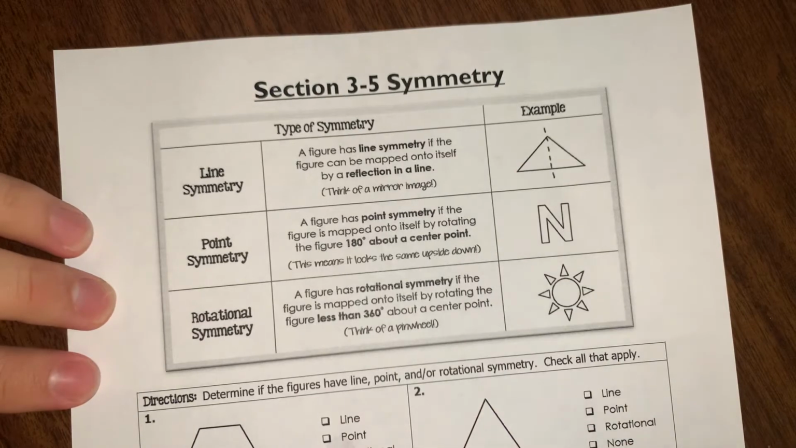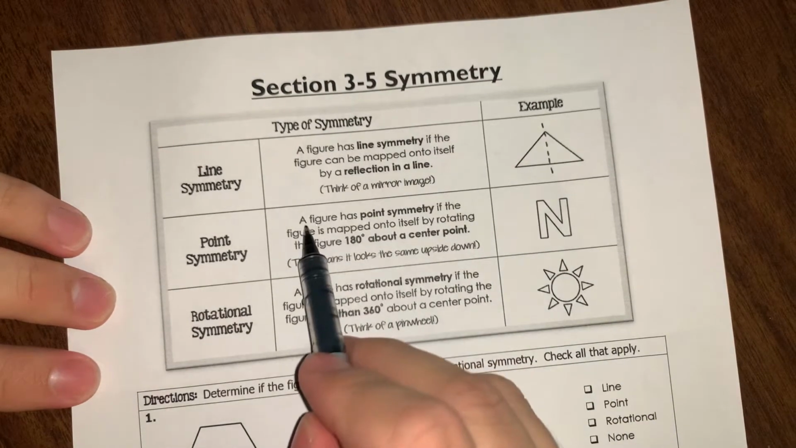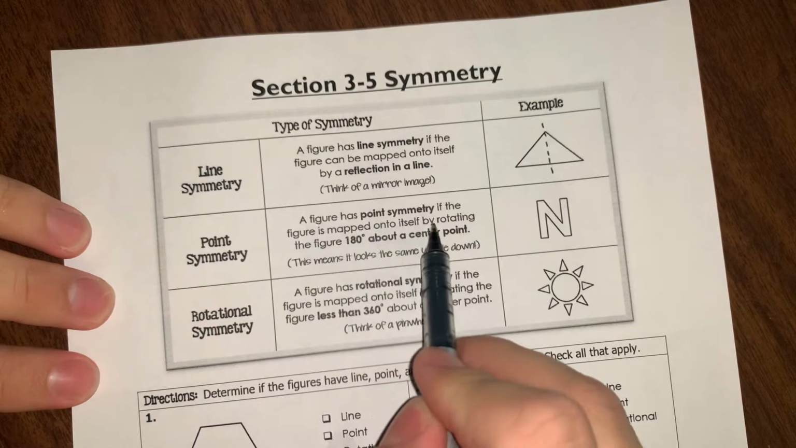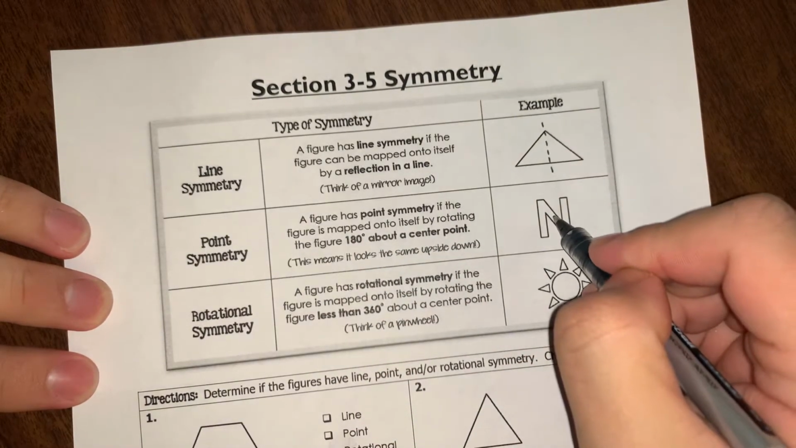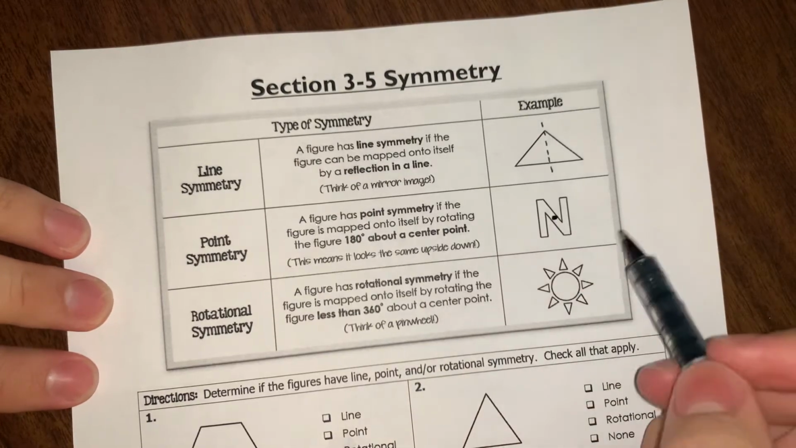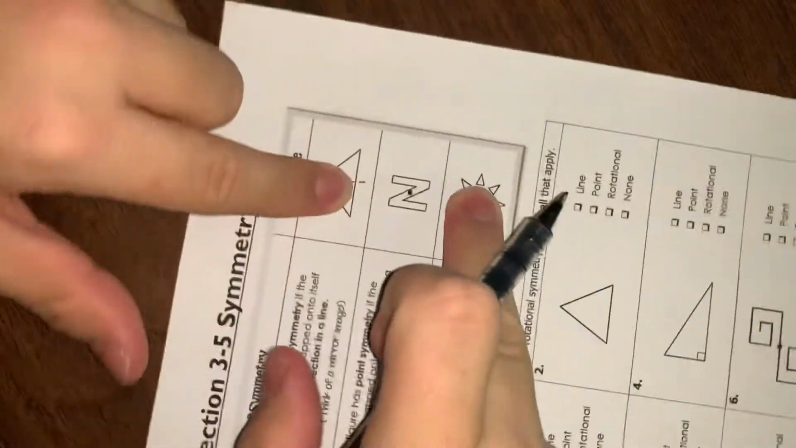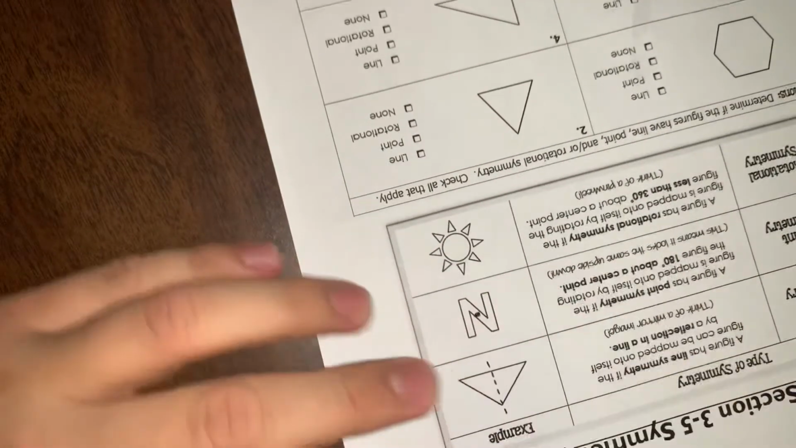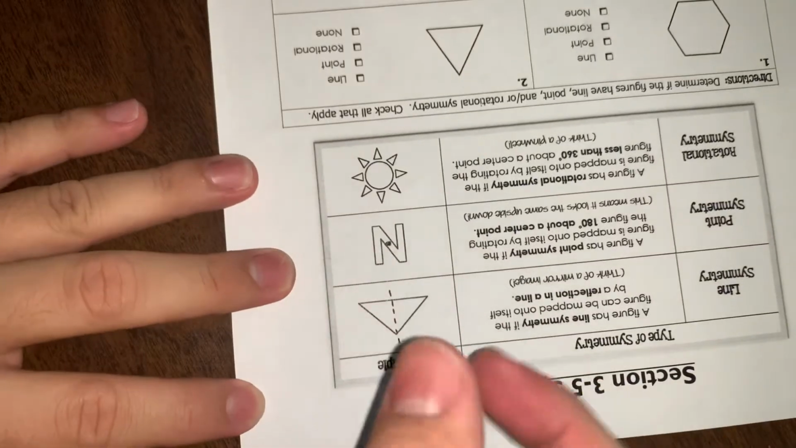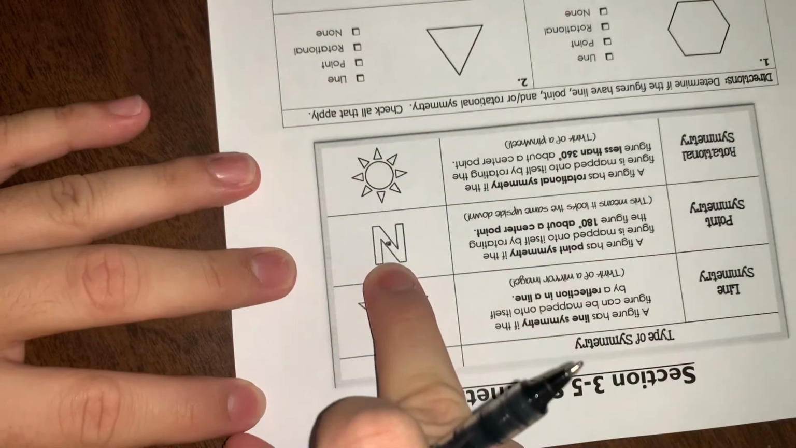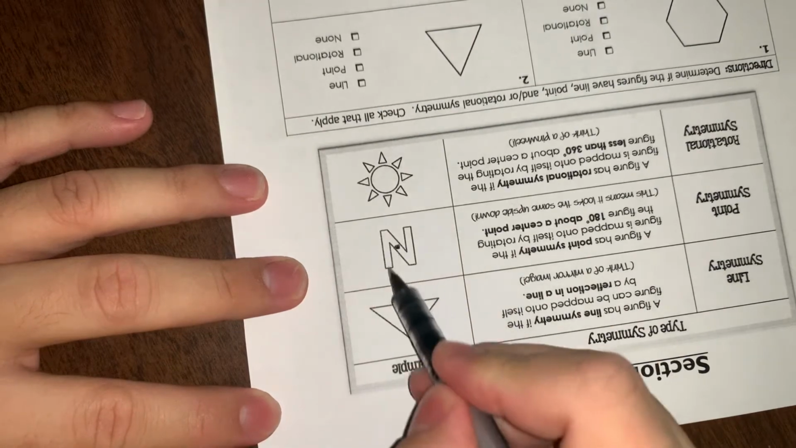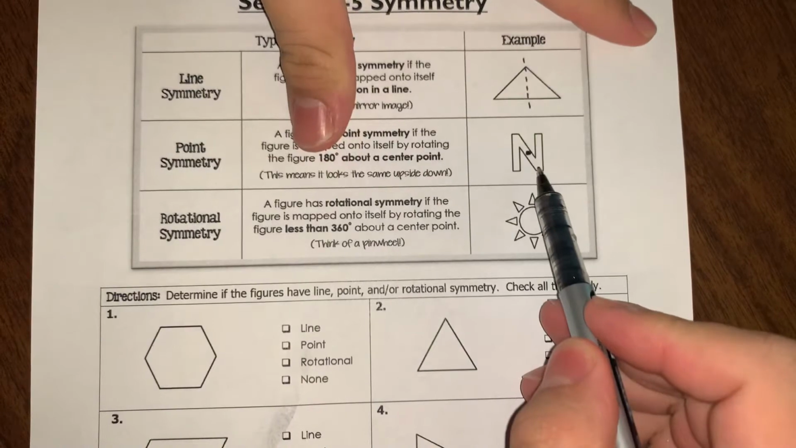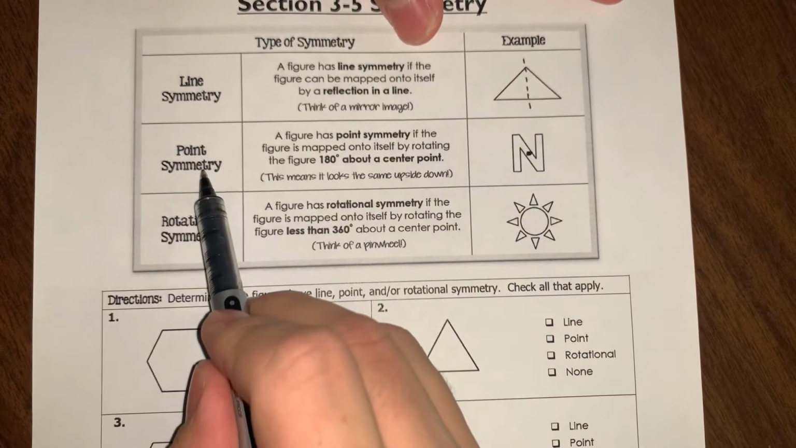All right. The next type of symmetry is point symmetry. It says it right here: a figure has point symmetry if the figure is mapped onto itself by rotating the figure about a center point. So think about this right here. If I put a center point right here and I rotated this 180 degrees, in other words, rotating it to where it's upside down, and it looks exactly the same as what it did before, see, it looks like a normal N, but if I rotated it 180 degrees, it looks like that same N again. That's what we call point symmetry.